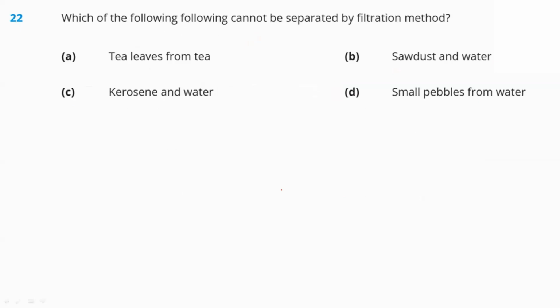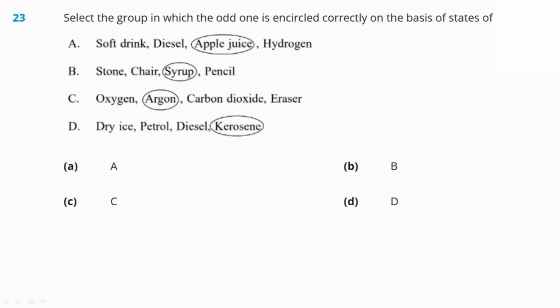Next, the following cannot be separated by filtration method. So filtration method, we know that always a liquid and a solid are separated from each other by the process of filtration. So can we separate tea leaves and tea? Yes, we can. Sawdust from water? Yes, we can do that also. But kerosene and water both are liquid materials, so we cannot separate them by filtration method. We need a separating funnel for that. Okay, so option number C is our answer. Next, select the group in which the odd one is encircled correctly on the basis of the states of matter.